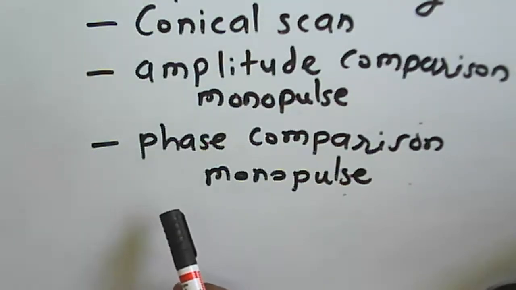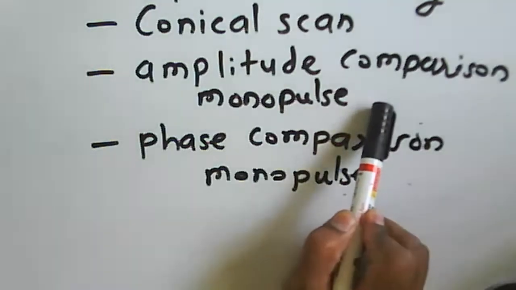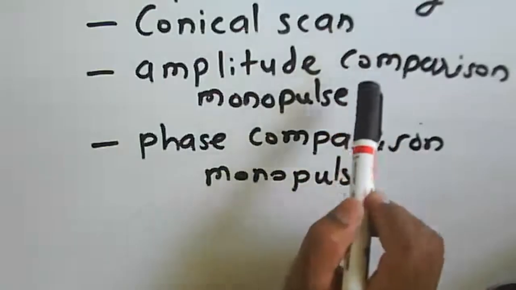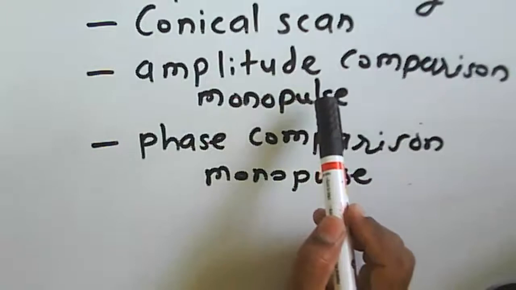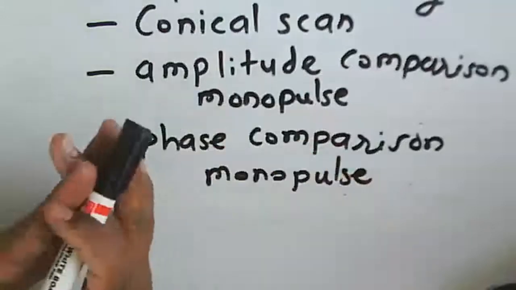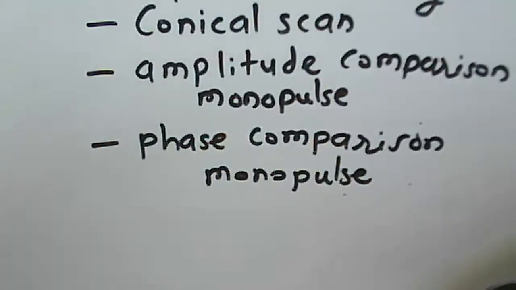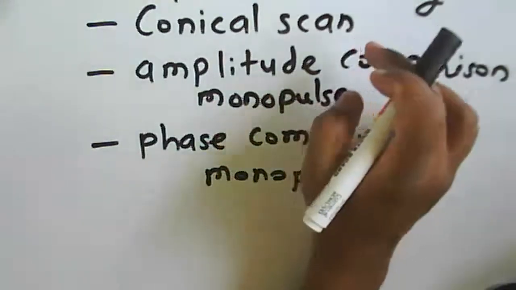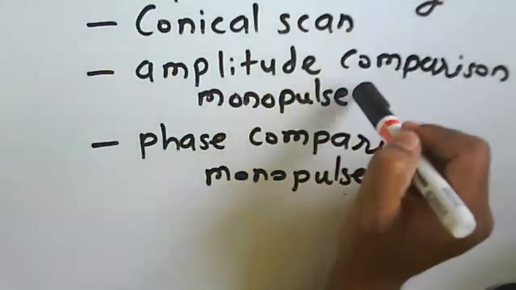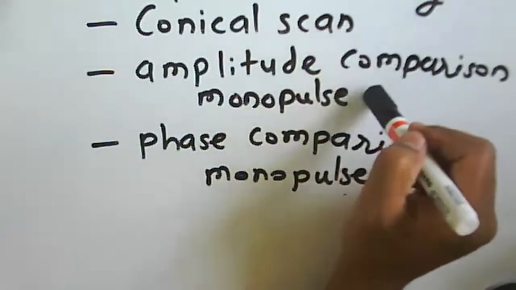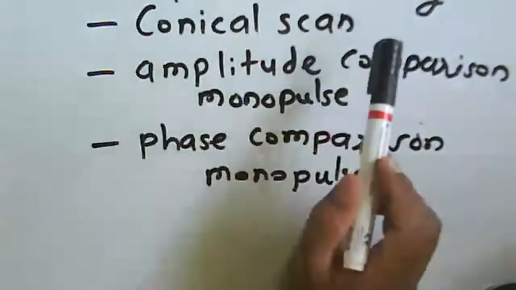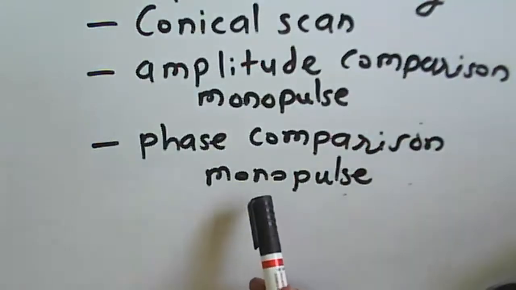If you compare with respect to cost, because it requires a complex feed system and more than two antennas, monopulse tracking is very costly as compared to the conical scan, and conical scan is a low cost system. So for tracking we can mostly prefer conical scan or monopulse tracking, because these systems are better as compared to sequential lobing as well as phase comparison.